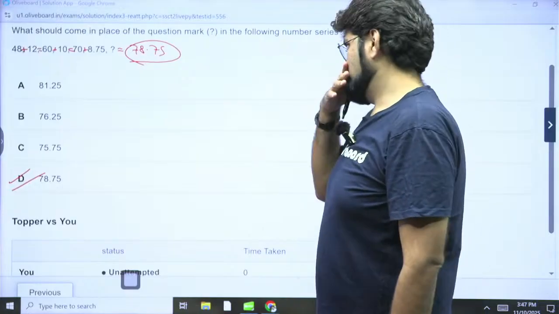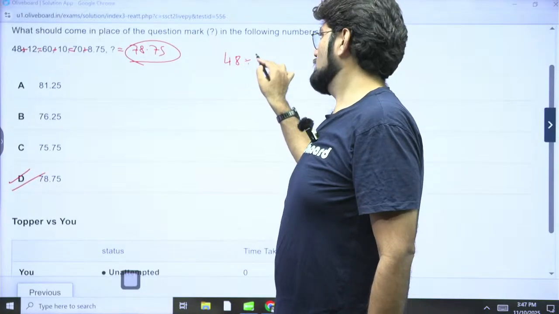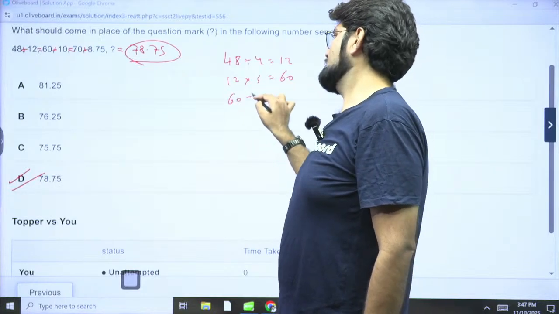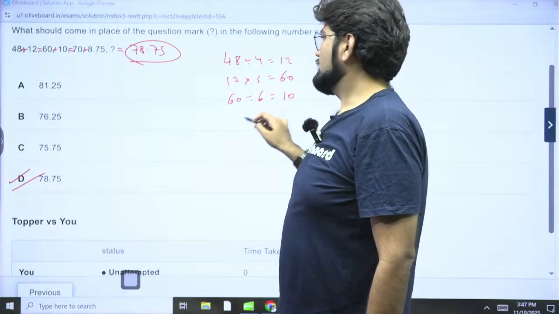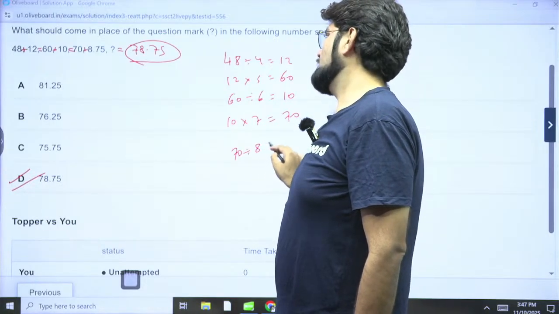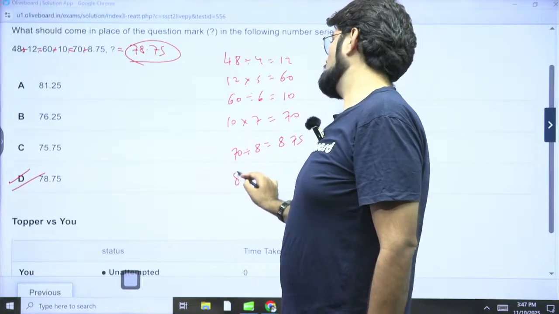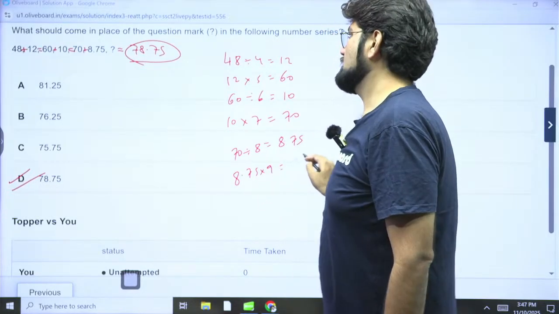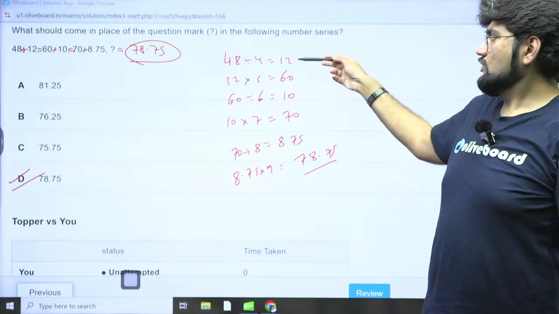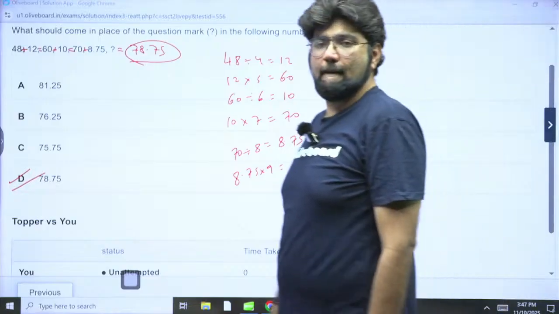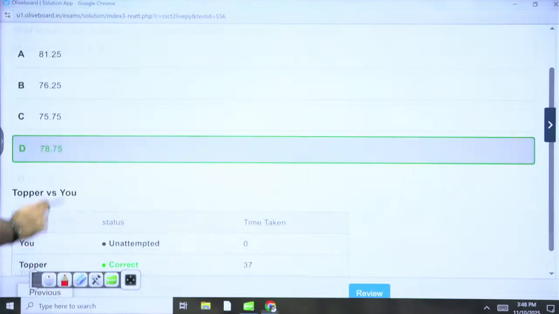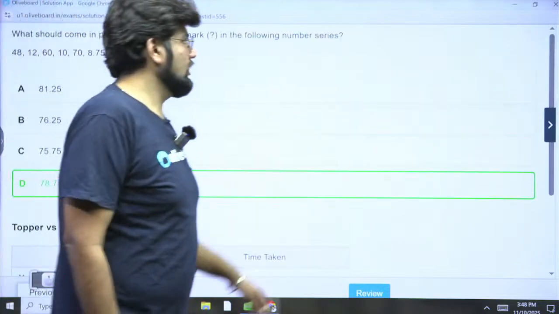What is the logic here? The logic says that I divide 48 by 4 to get 12. Then I multiply 12 by 5 to get 60. Then I divide 60 by 6 to get 10. Then I multiply 10 by 7 to get 70. Now I divide 70 by 8 to get 8.75. So now I have to multiply 8.75 with 9 to get my answer, which is 78.75. But technically, if you just observe, we are just adding them. Repeated addition is multiplication. Cool. Interesting question. Nice. 37 seconds. Wonderful. Next.